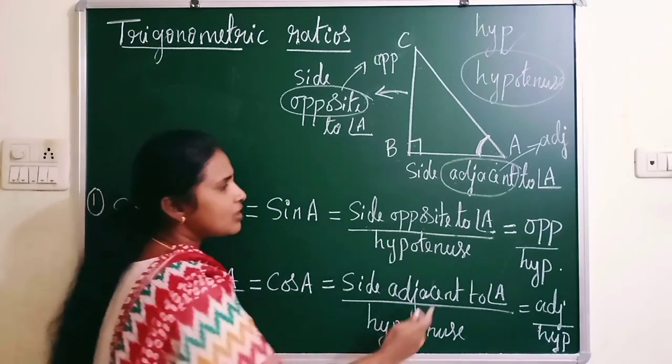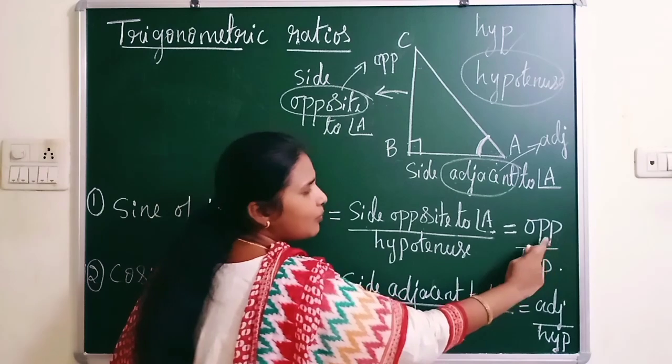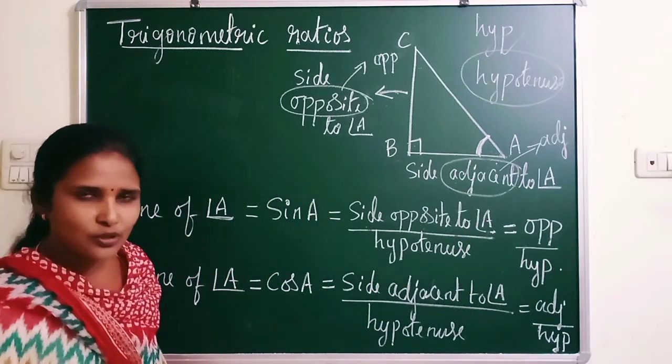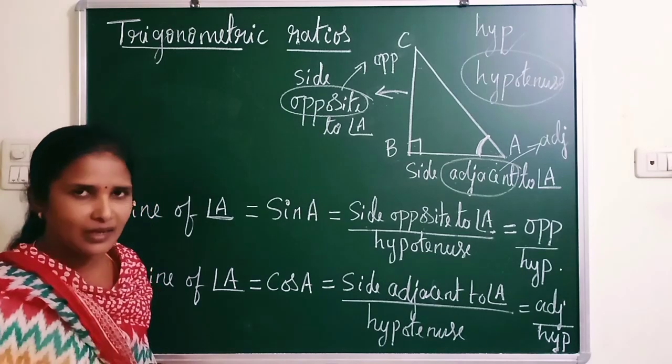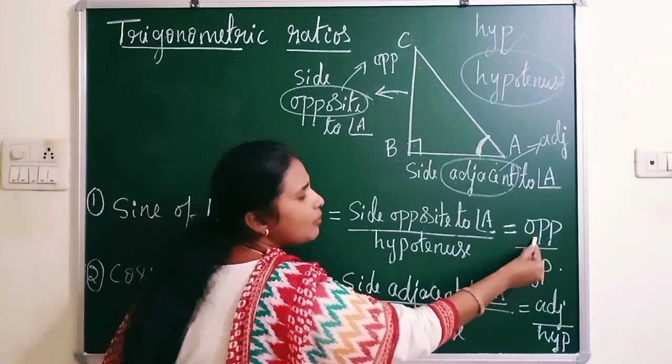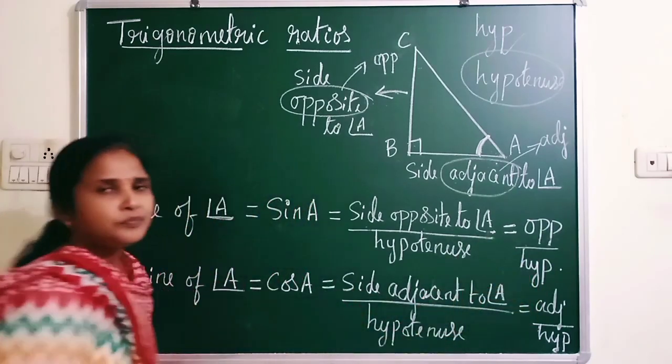In abbreviation, how will you write it? OPP, opposite, divided by hypotenuse. The first trigonometric ratio is what? Sine of angle A, which can be written as sine A. Sine A equals opposite by hypotenuse.